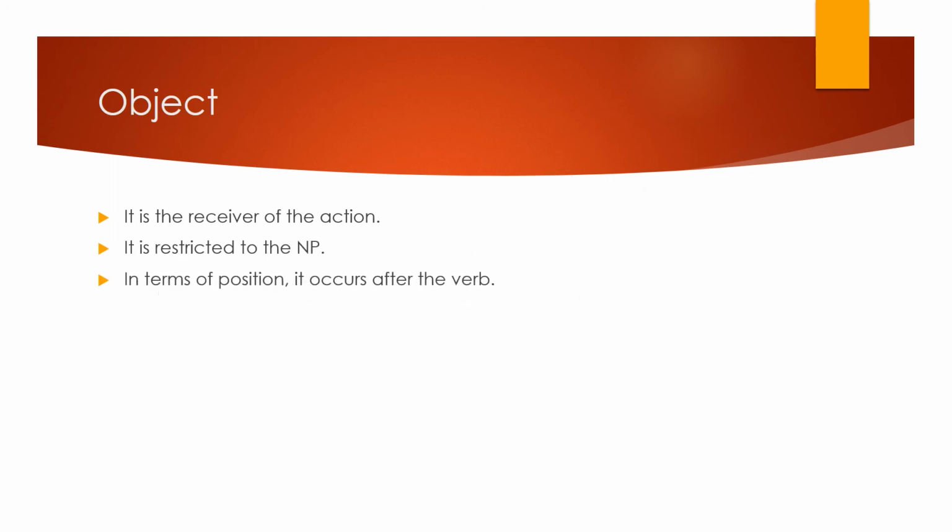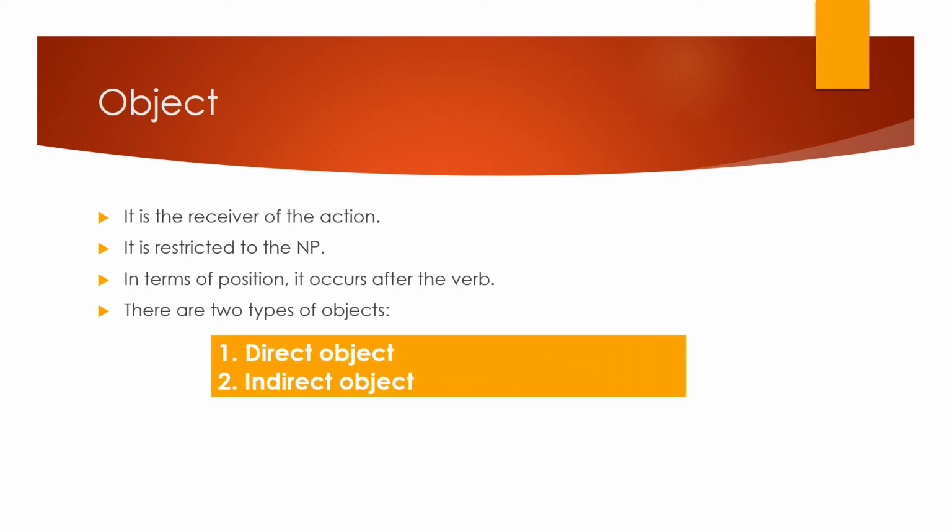The object. The object is the receiver of the action. It is restricted to the noun phrase. In terms of position, it occurs after the verb. There are two types of objects: direct object and indirect object.